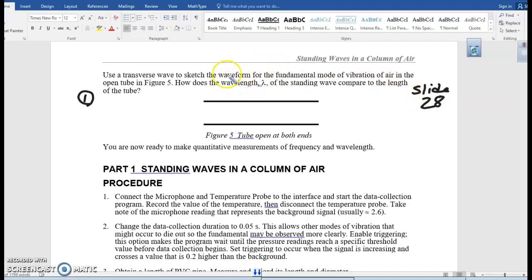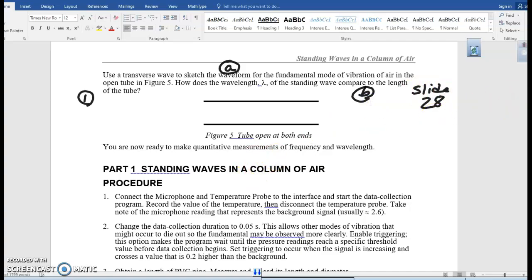So the sketching is going to be for A. Do a sketch for A, and then answer: how does the wavelength compare to the length of the tube? And again, if you look on slide 28 for your homework, you can see that.